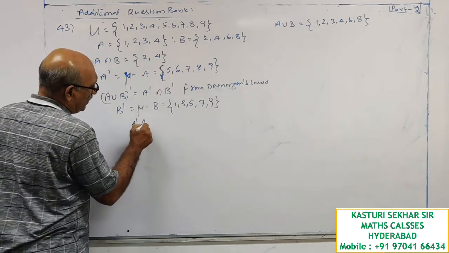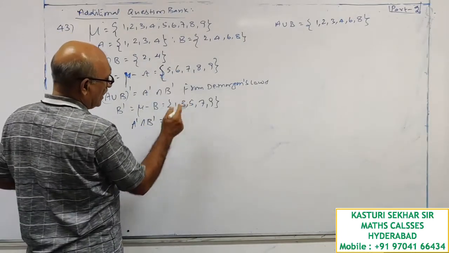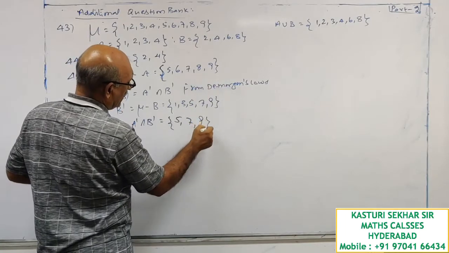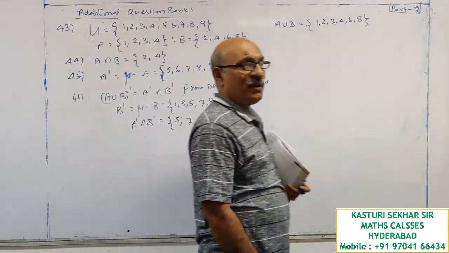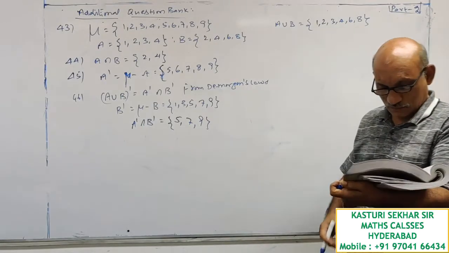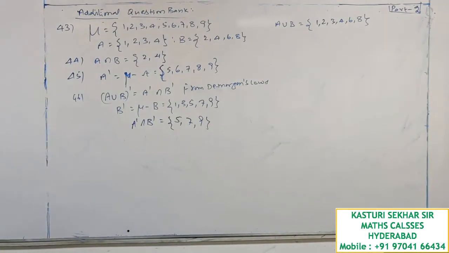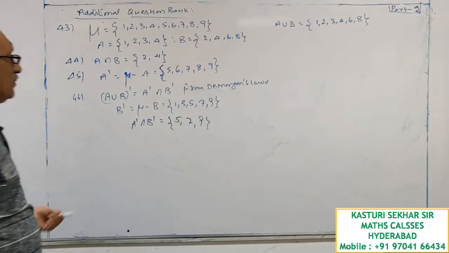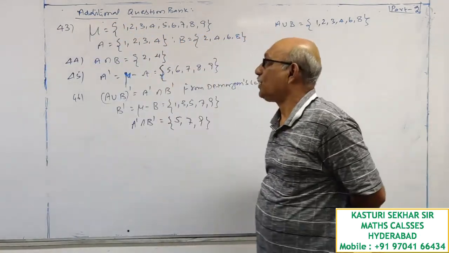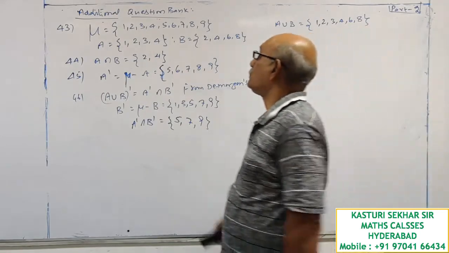So it is A complement intersection B complement. The common elements are 5, 7, and 9. This way, from the given sets you can calculate others. Okay, now let us move to the problems related to Venn diagrams.